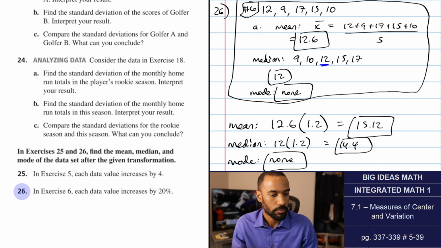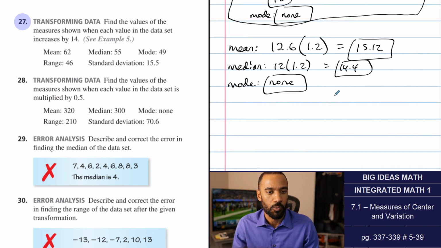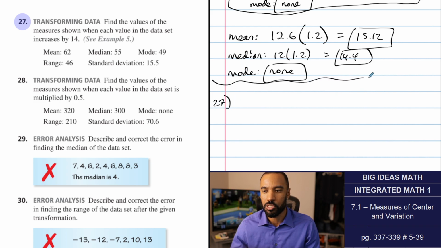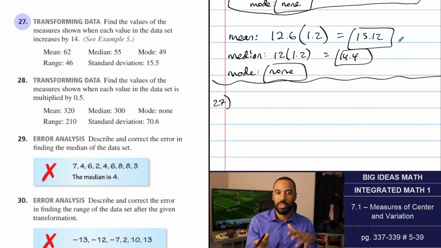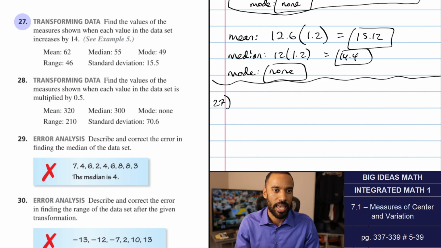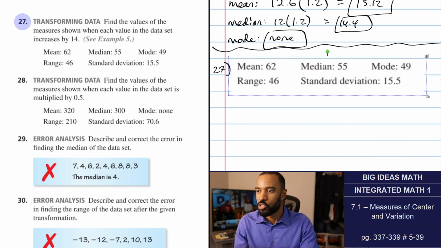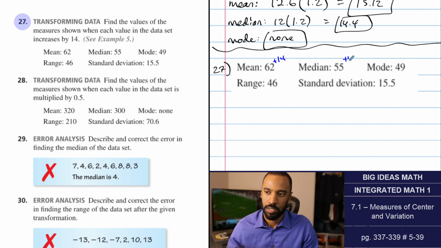So there it is. Okay, 27. More transforming data. Find the values of the measures shown when each value in the data set increases by 14. Now, mean, median, and mode are considered to be measures of center. Measures of center increase with the data increasing by 14, by adding k to them. So the original sets, I'm just going to copy and paste these over, and then I'm going to show you your changes right here in front of you. I hope that's okay. So mean, median, and mode will change. You are going to do the addition of 14 to those ones. Mean, median, mode.